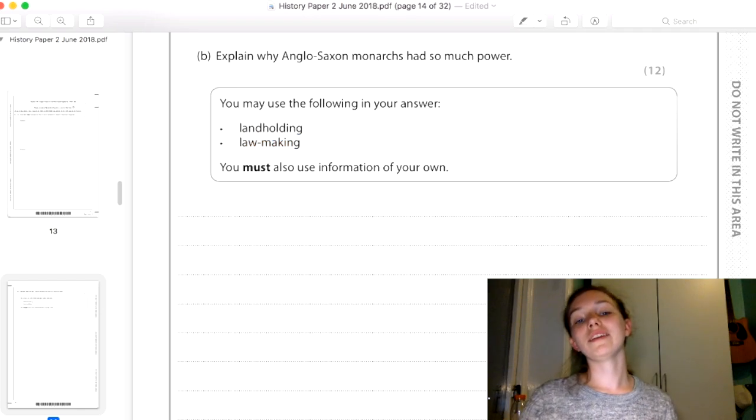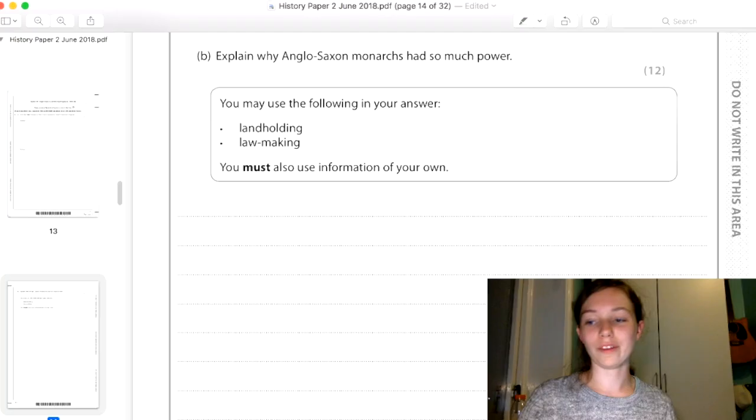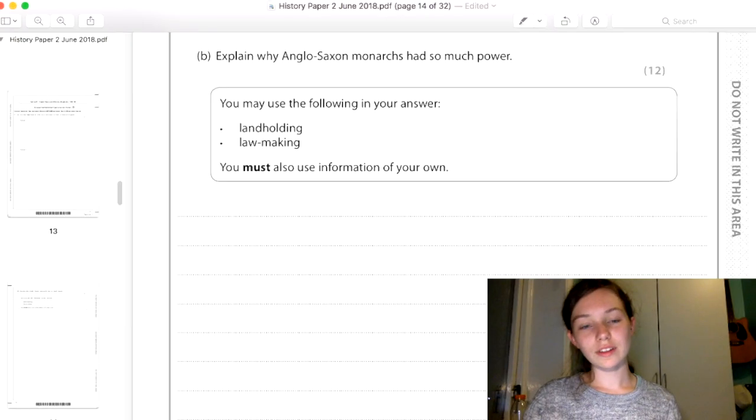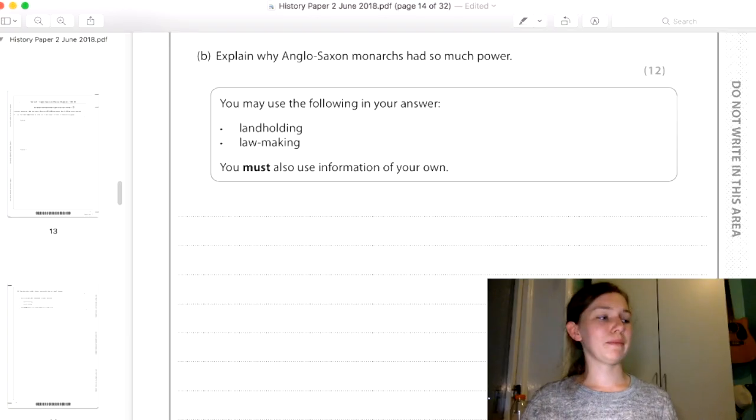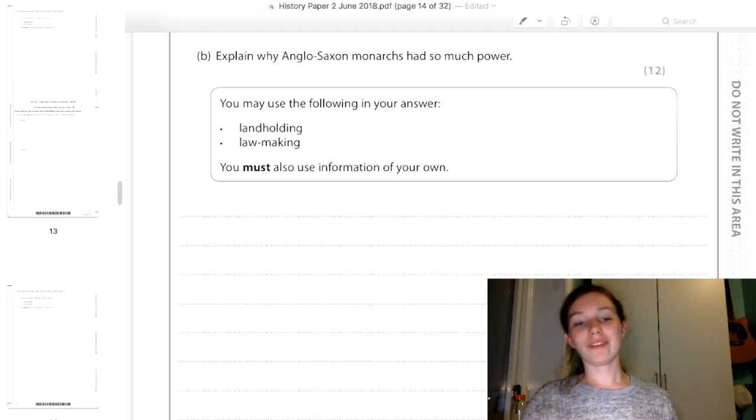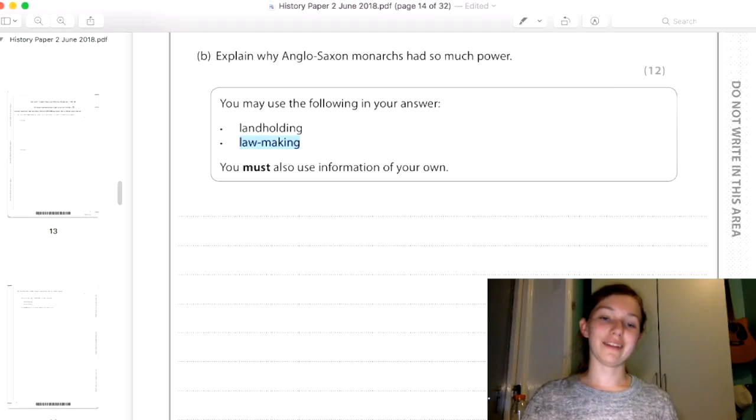Because I think in the exam I was thinking about how landholding changed massively when the Normans came to power. William the Conqueror owned about a fifth of the whole country's land outright. Technically he owned all of the land, but a fifth of it was properly crown land. And I thought, landholding is where the Norman kings had the power.